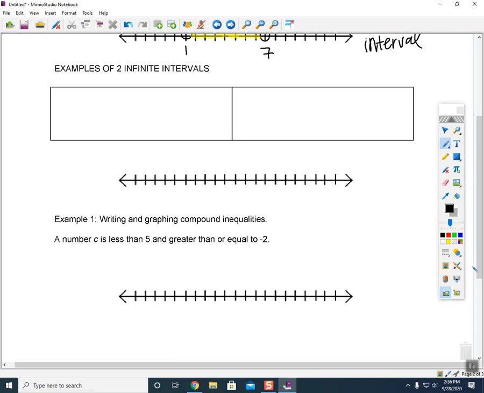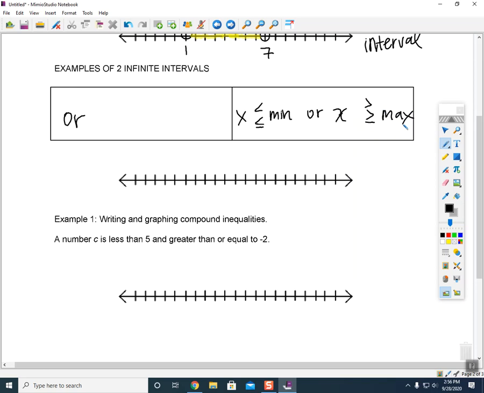Now we're going to look at infinite intervals. These are intervals or inequalities that use the word or. So the way that these are going to be set up is, I have x is going to be less than or equal to some minimum, or x is going to be greater than or equal to some maximum. And that'll make sense here when we do our example.